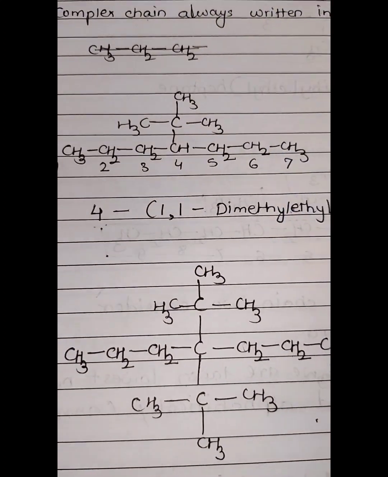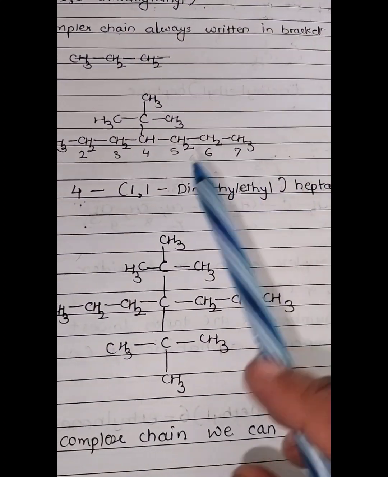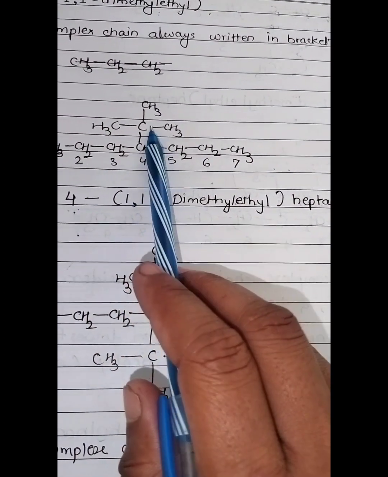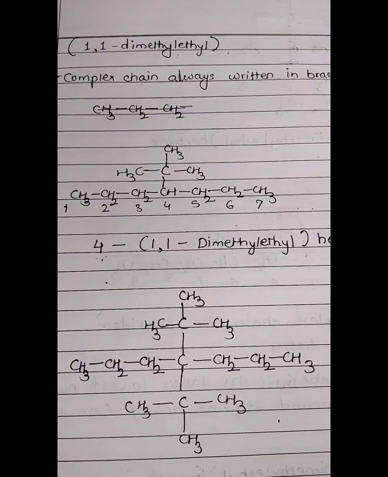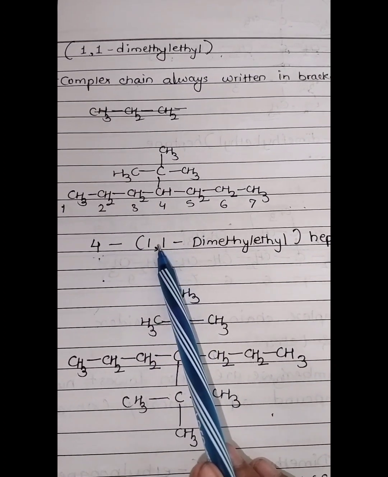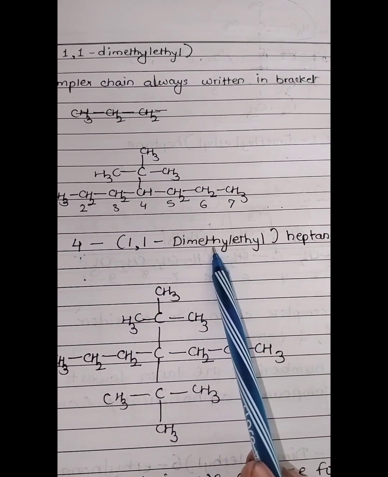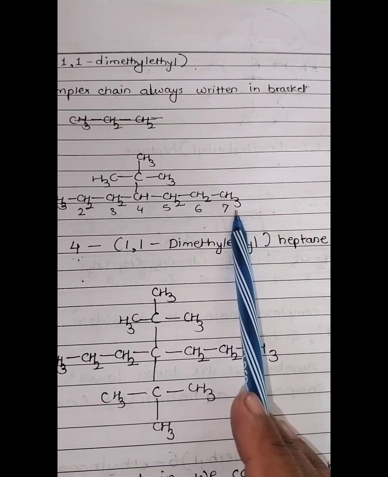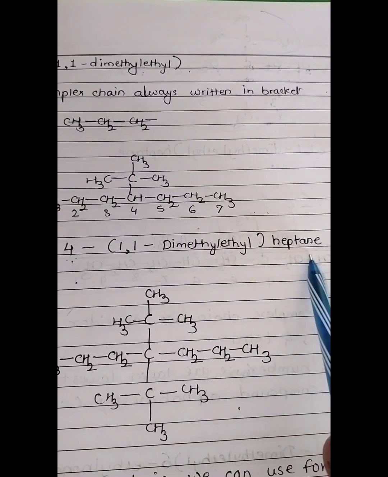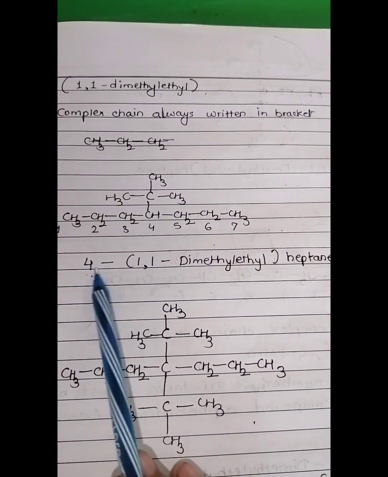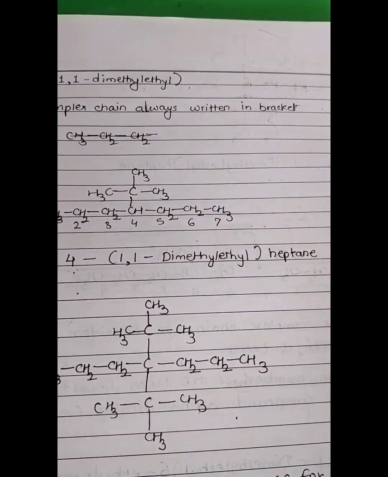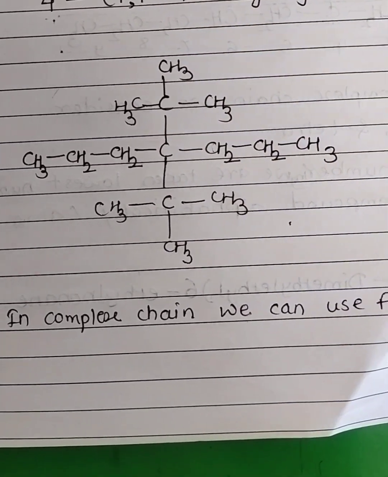So the overall name of the compound is: here you see the fourth carbon is attached to the complex chain. So 4, in brackets 1,1-dimethylethyl. There are 7 carbons, so the word root is hept, and a single bond is present, so ane. So the overall name is 4-(1,1-dimethylethyl)heptane. Let's see another example.